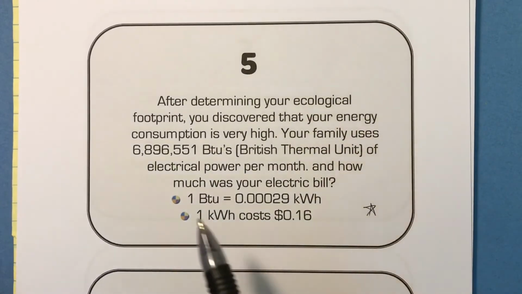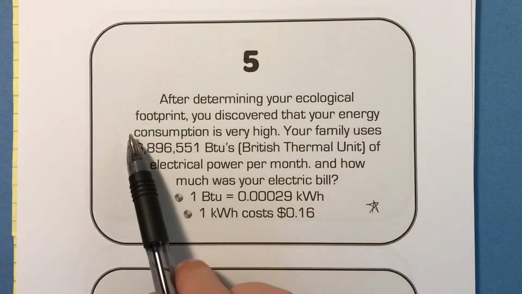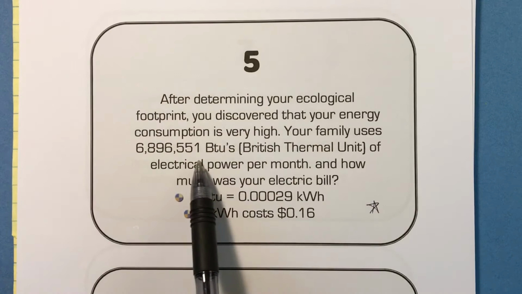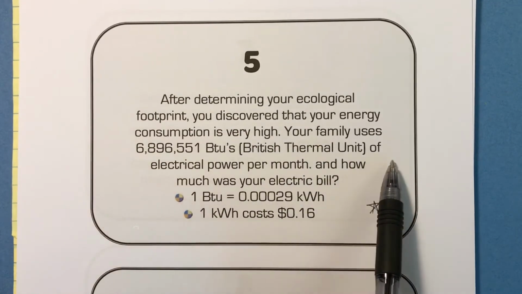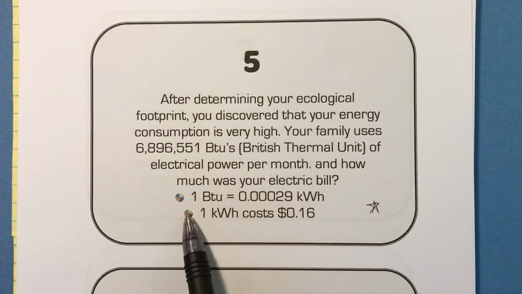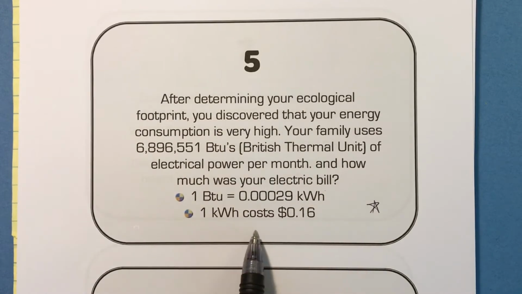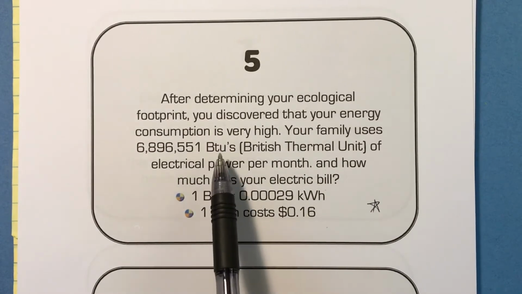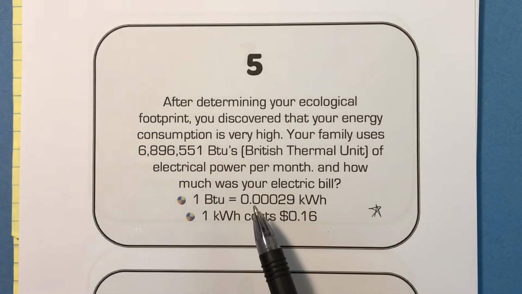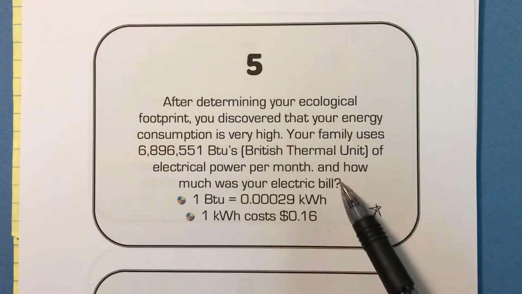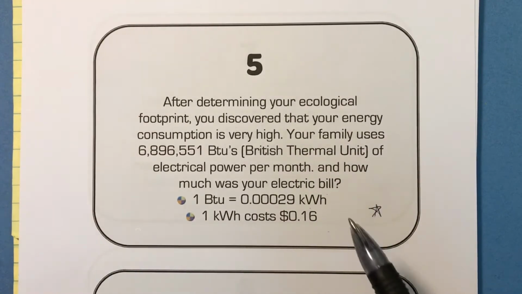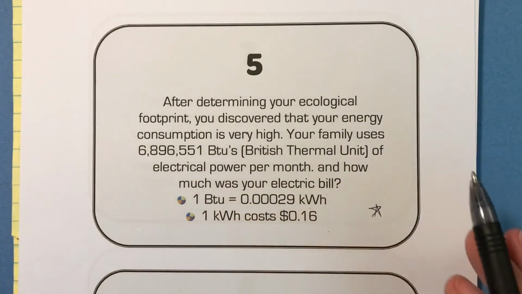So number 5 says, after determining your ecological footprint, you discover that your energy consumption is very high. Your family uses BTUs, British thermal units, of electrical power per month. And how much was your electric bill? You have 1 BTU is this, 1 kilowatt hour is this. Do you need to know what BTUs and kilowatt hours are? No, it could be sake or sprinkle flump. It wouldn't really matter. So just know that they're units, recognize that they're different, and off to the races you go. So, read the problem, congratulations.